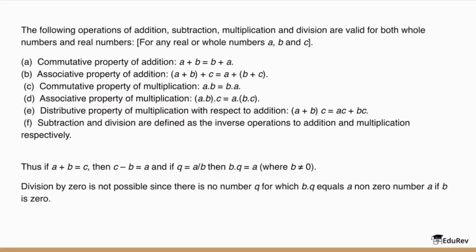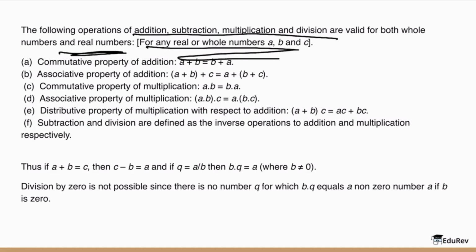Okay, so let's move forward. The operations of addition, subtraction, multiplication and division are valid for both whole numbers and real numbers. For any real or whole numbers a, b, c, these are the properties you need to remember. These are very basic properties which you have already done in your 9th or 10th class, or even in your 7th or 8th class, like the commutative property, associative property, and distributive property.